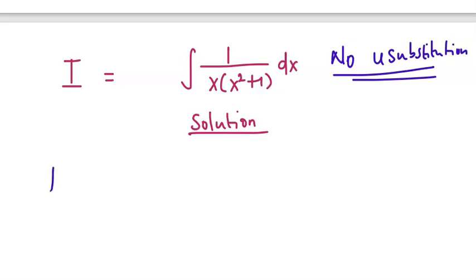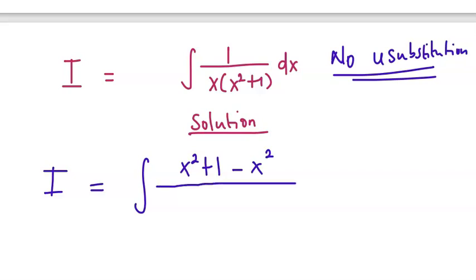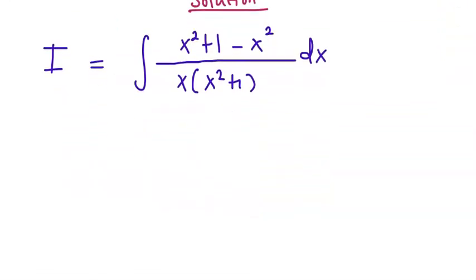So here we go. We have I is equal to the integral of, now this one here we can rewrite that numerator as x squared plus 1. If you put this at the numerator, for us to balance we need to subtract x squared. You get the idea? So here we'll be dividing this by x multiplied by x squared plus 1. Then we have our dx. Okay, so from here we're going to split the denominator. So this is how we're going to do it.